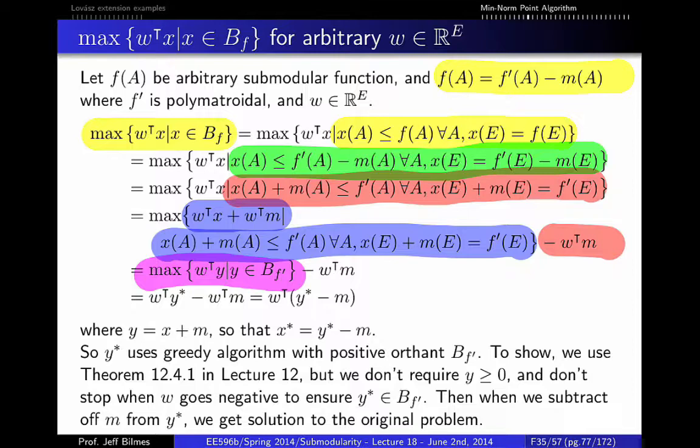Okay? So what we do in this case, when we go back to theorem 12.4.1 in lecture 12, and this is the right reference, I made sure this is correct because this is an important theorem to refer back to, is we don't actually stop at w when it goes negative. We just go ahead and order things in descending order. So even if it becomes negative, okay.